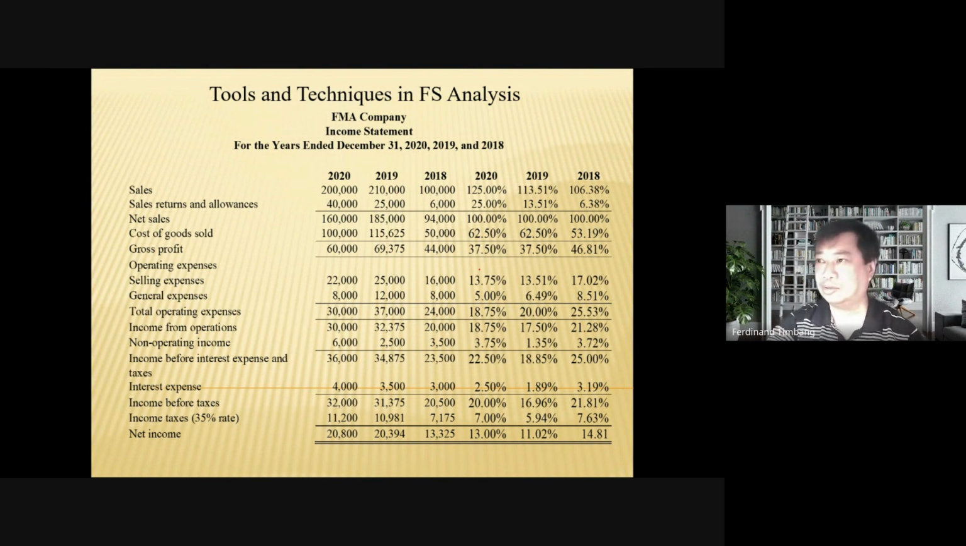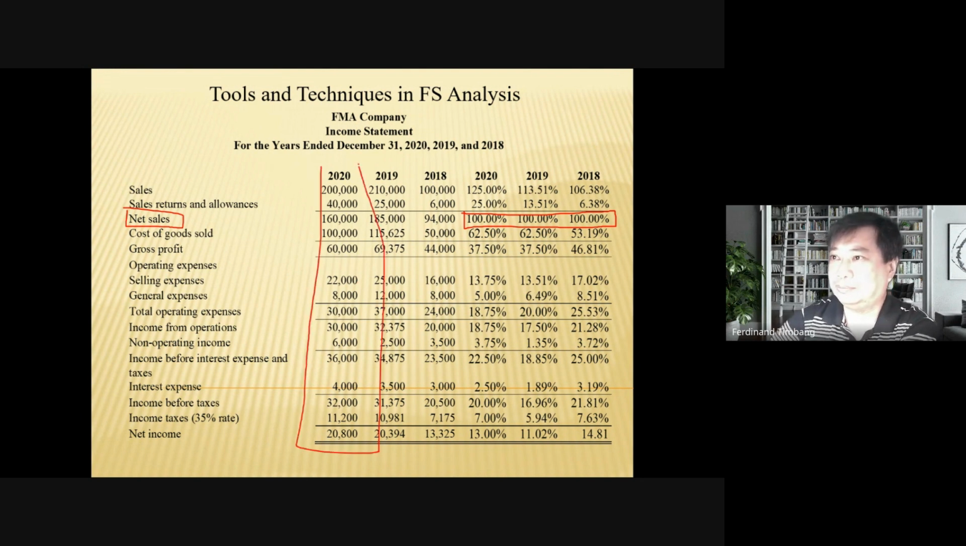Okay, so let's go to the next. Ito pa pala tayo, net sales. Ito yung 100% natin. Kasi yung mga standard na yan, depende sa company, Christine. Depende yan sa company.